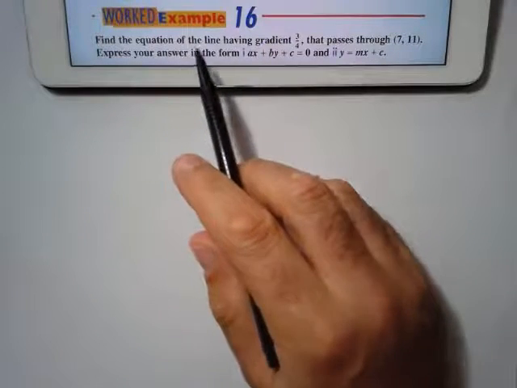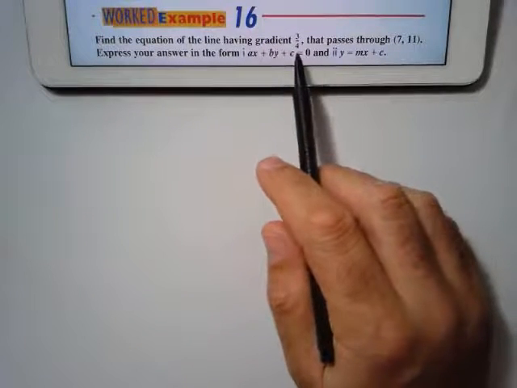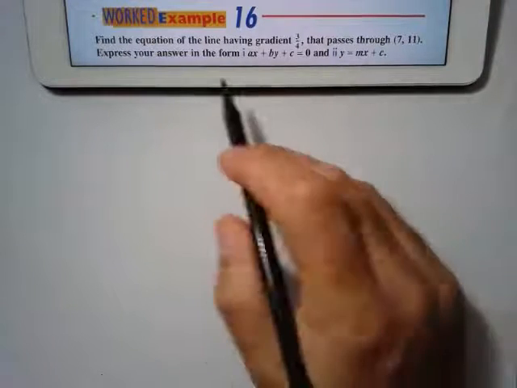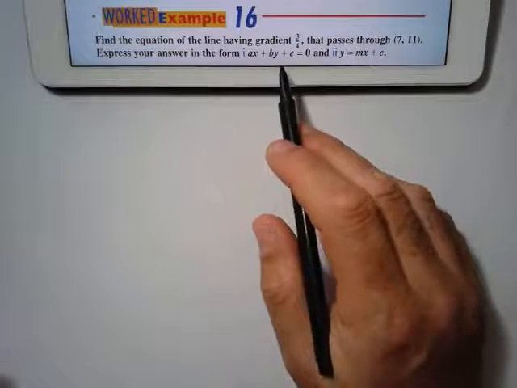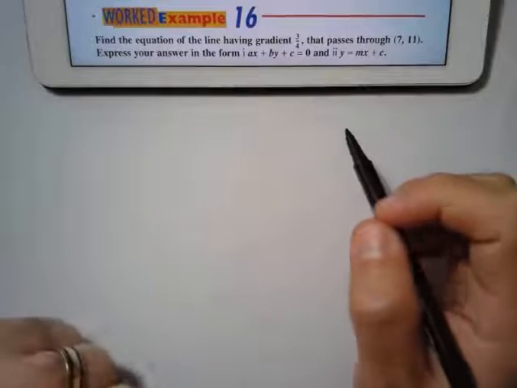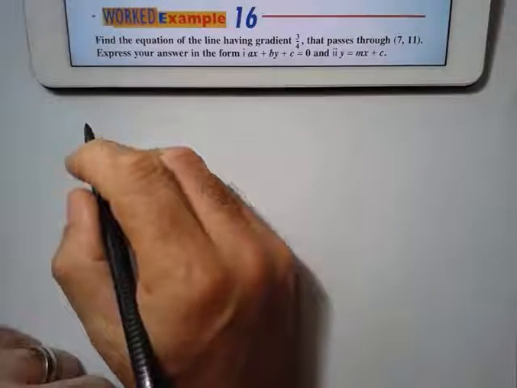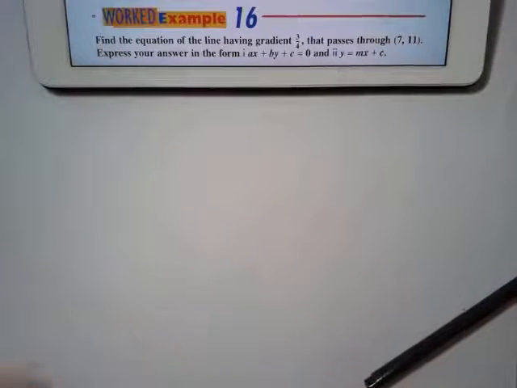Find the equation of the line having gradient 3 over 4 that passes through (7, 11). Express your answer in the form ax + by + c = 0 and y = mx + c. We'll do that later. Our first thing is, what do we write down? I'm going to write down what they give us.